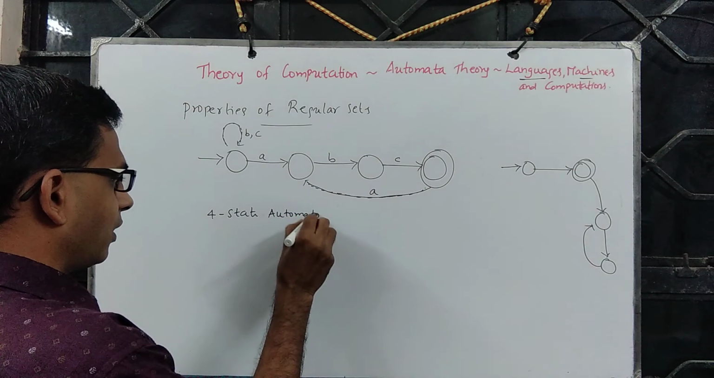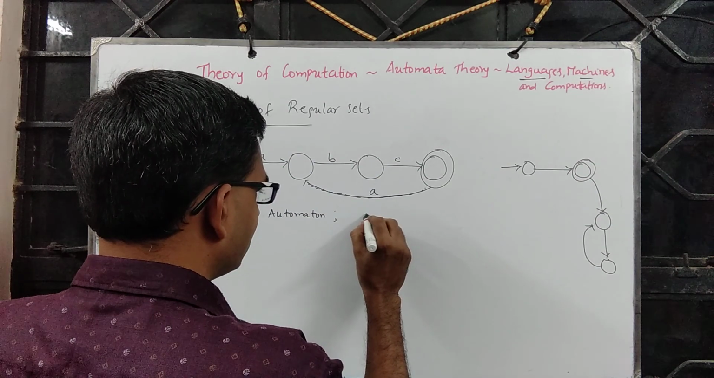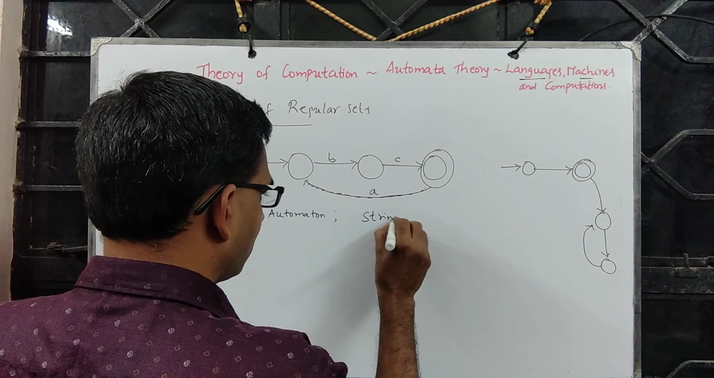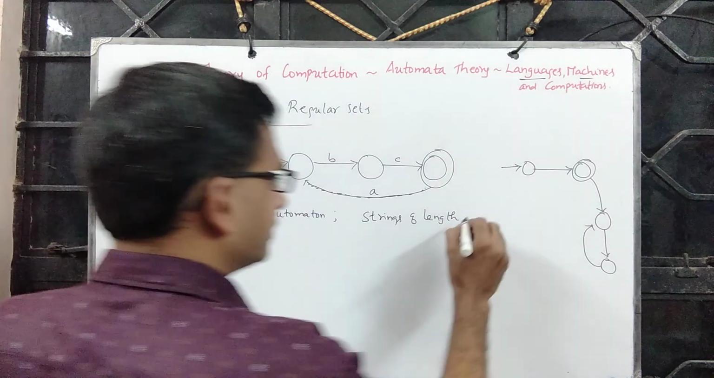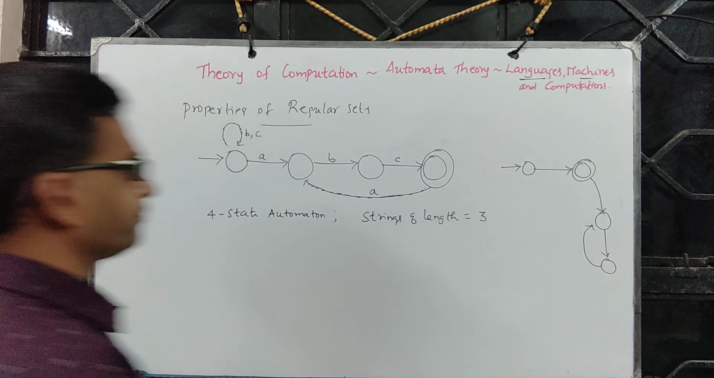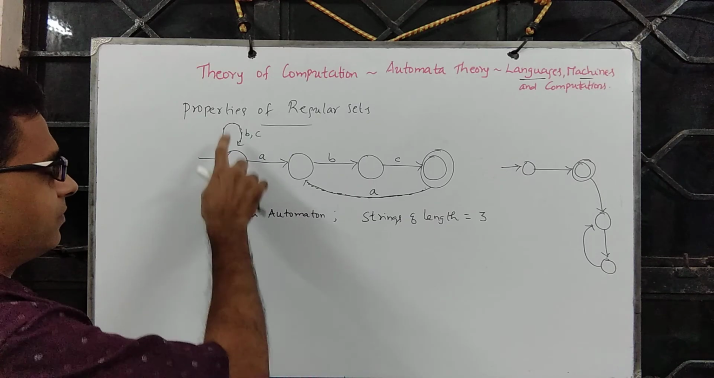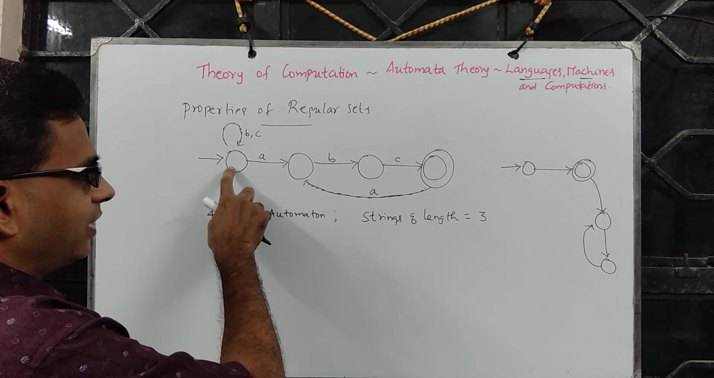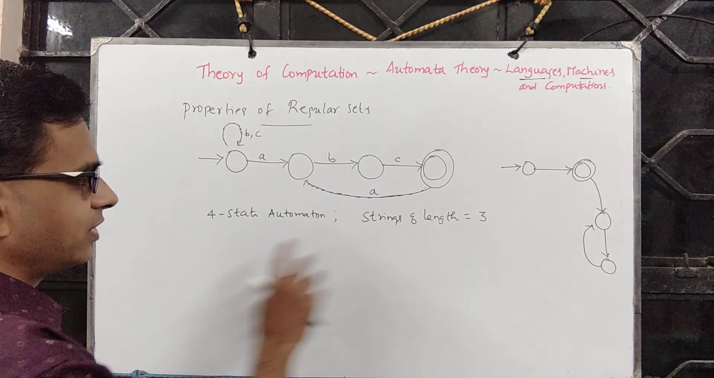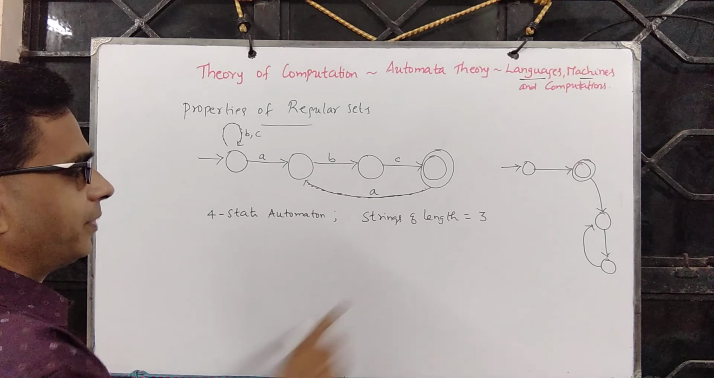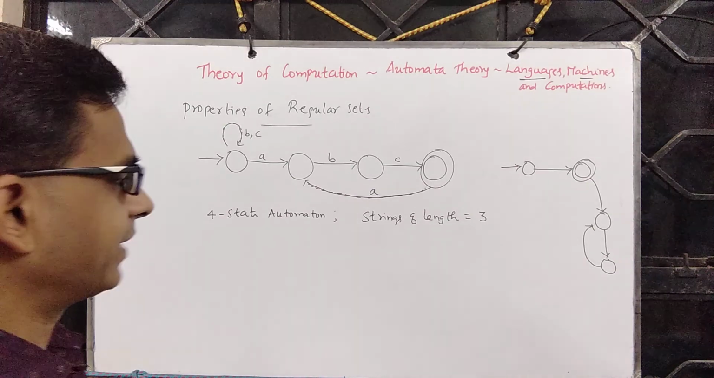For a 4-state automaton, you consider strings of length, say, 3. So now you see that you may just go over this, say 3 B's or 3 C's or B followed by 2 C's, and you will continue to stay here. But there is one 3-length string that will take you to the accept state.